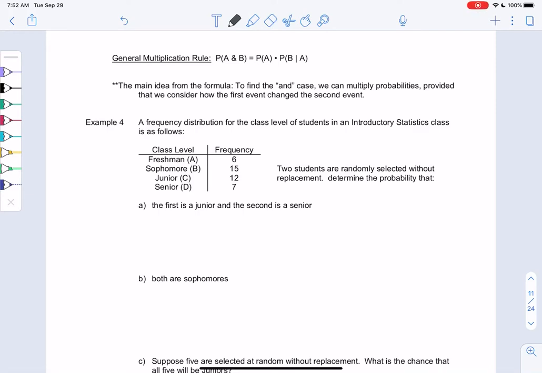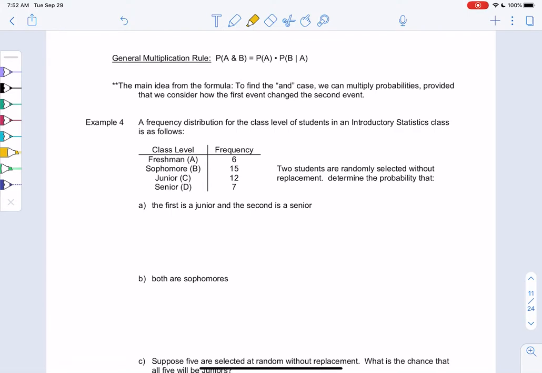Okay, so we're continuing with 5-3. We were looking at those conditional probabilities. So I have one more formula that we're not really going to use, but we're going to take ideas from the formula. So don't really use this formula. I see it overused and students get confused.